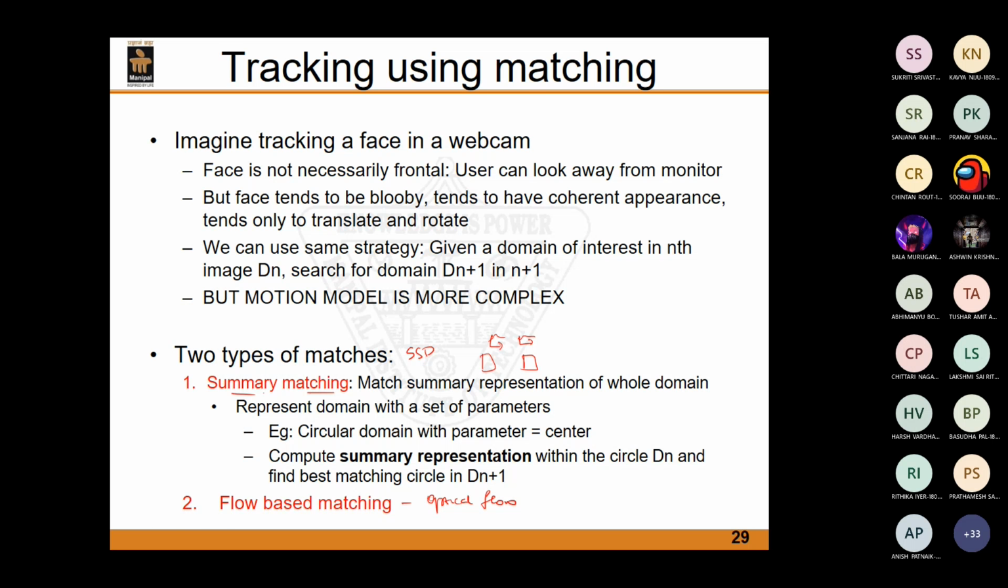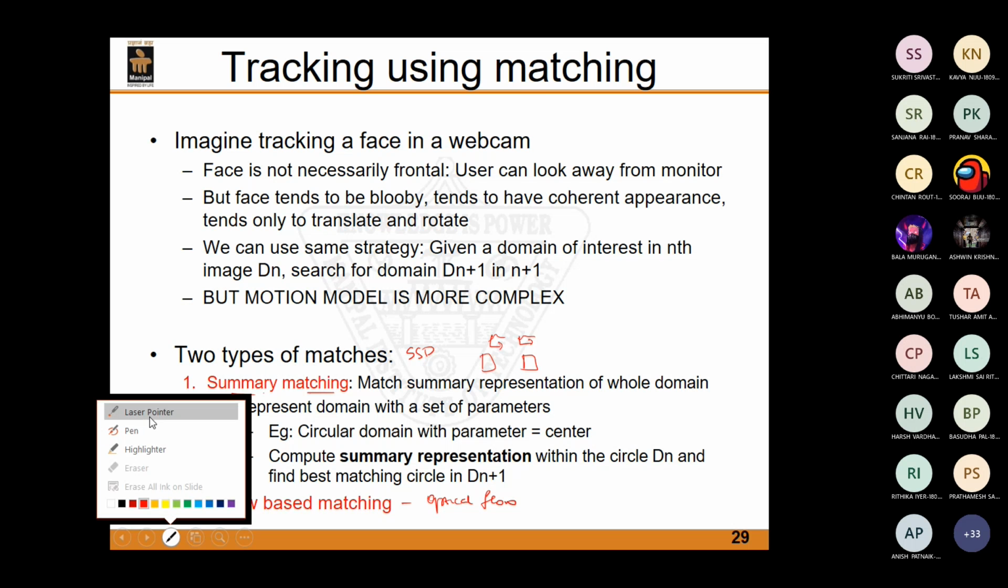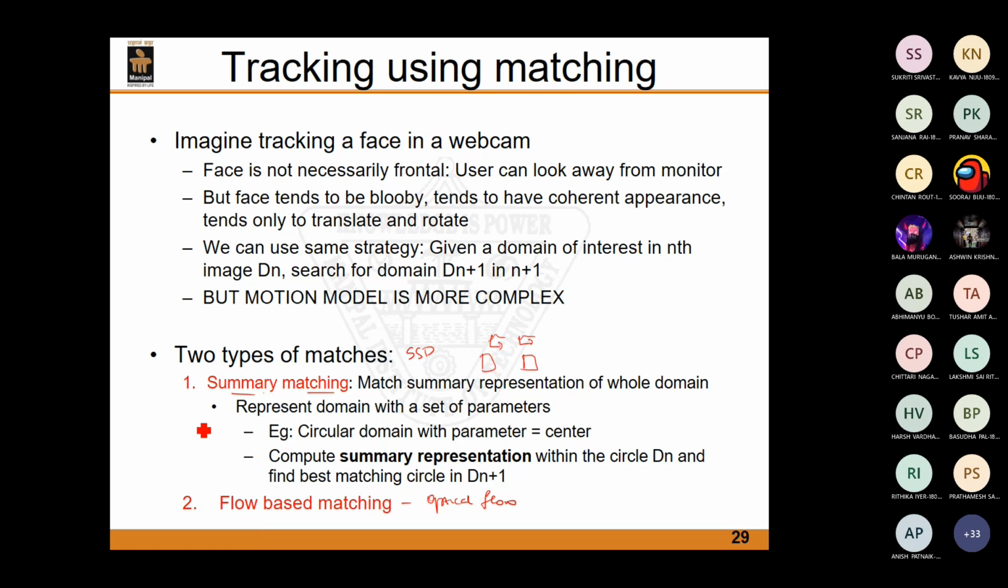Okay, and we were discussing in the previous class that there are two types of matching. One is the summary matching, and the other one is the optical flow based matching. So in today's class we'll see in detail about the summary matching for object tracking, and then later we'll discuss the optical flow.